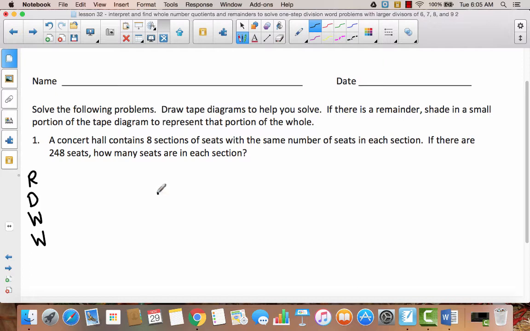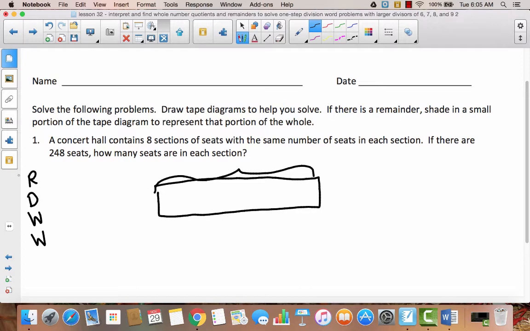So first of all, we know what our whole is. Our whole is 248 seats. So I'm going to go ahead and label that. That's not exactly the most neat tape diagram. I hope that you forgive me. And then I have to figure out, when it says 8 sections of seats, does that mean that there are 8 in each group and we're trying to figure out the number of groups? Or does that mean that there are 8 groups and we're trying to figure out the number in each group?